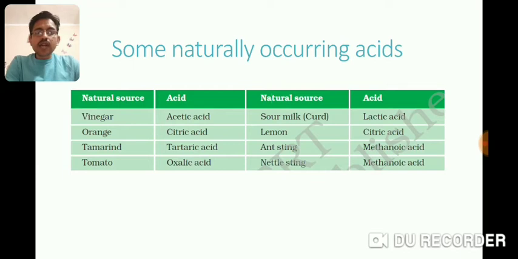There are some naturally occurring acids which are found in the substances present around us. You can see the table on your screen. Vinegar contains acetic acid, orange citric acid, tamarind contains tartaric acid, tomato oxalic acid. Sour milk or curd contains lactic acid, lemon citric acid, ant sting contains methanoic or formic acid. They are the same thing. Nettle sting contains methanoic acid.